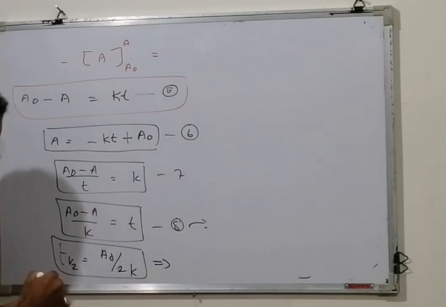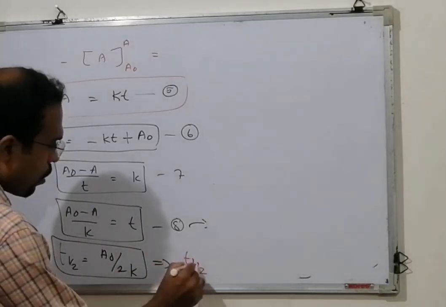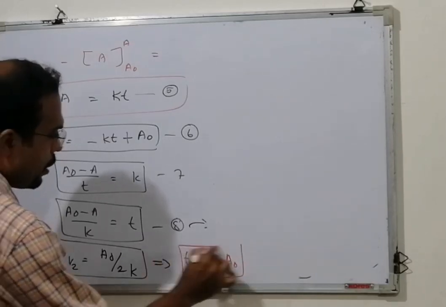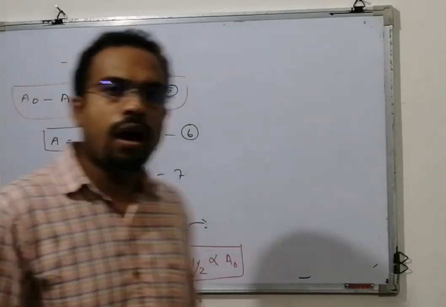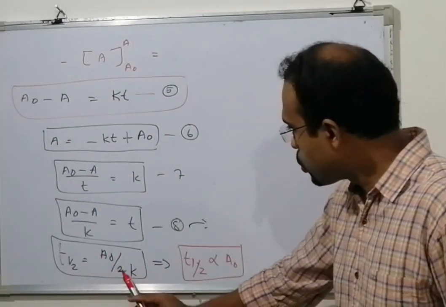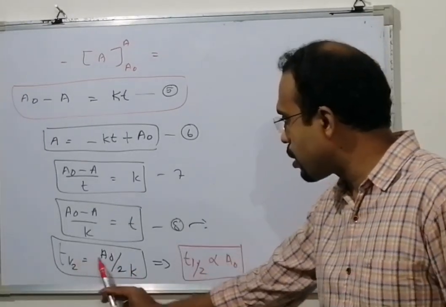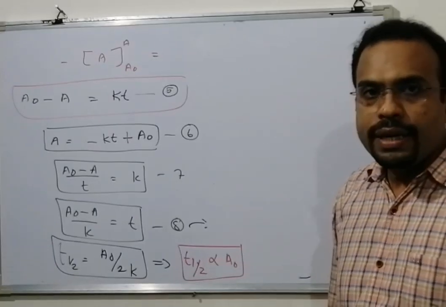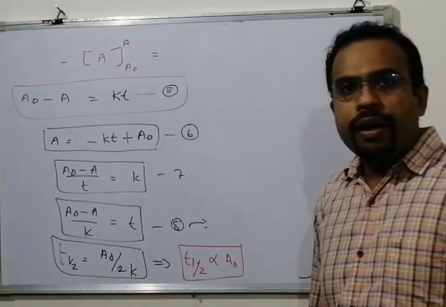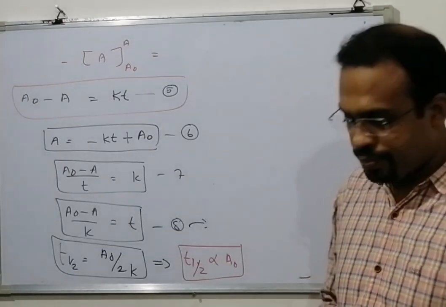Now, you remember this point: t half of zero order is directly proportional to A0. Very important point. t half of zero order is directly proportional to A0 because 2 and k are constant. If you remove this constant, you will get t half directly proportional to A0. But the rate of zero order is independent of initial concentration.